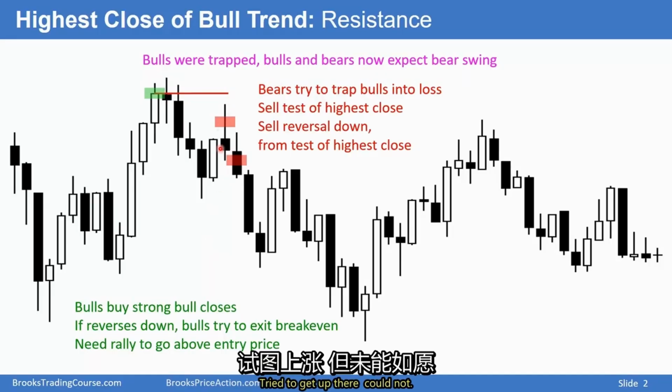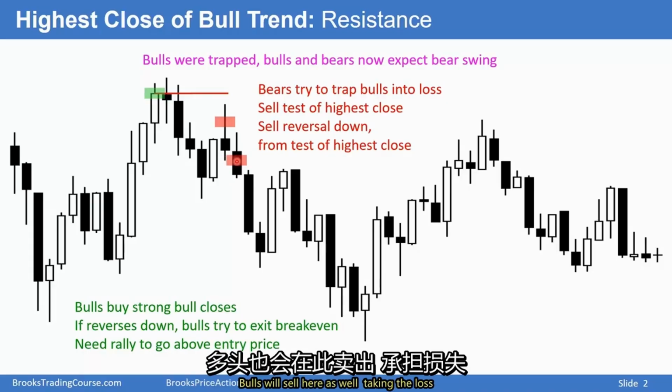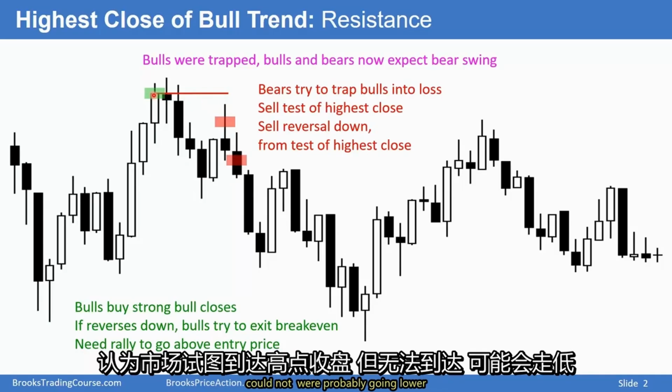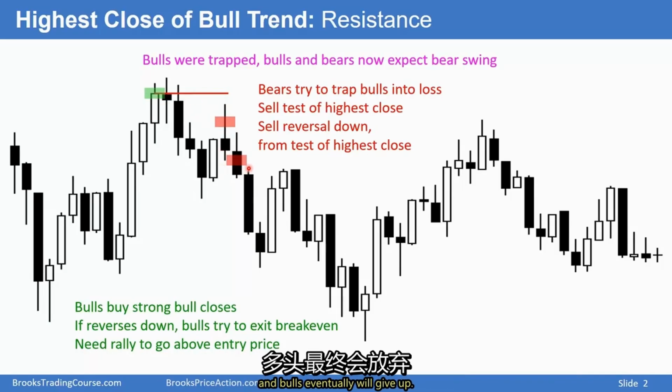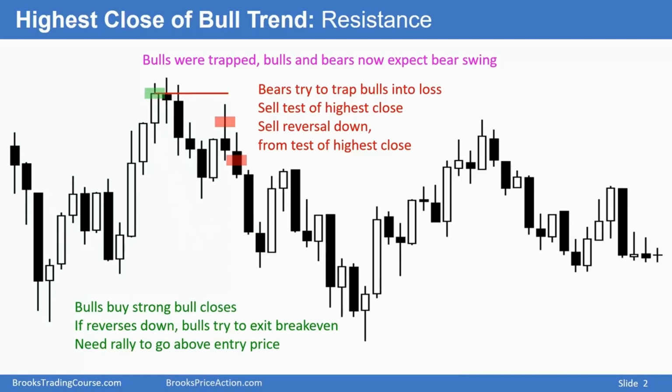Tried to get up there, could not. Bears will sell on the reversal down. Bulls will sell here as well, taking the loss, thinking that it tried to get to the high close, could not. We're probably going lower, and bulls eventually will give up. The high close, therefore, is resistance.